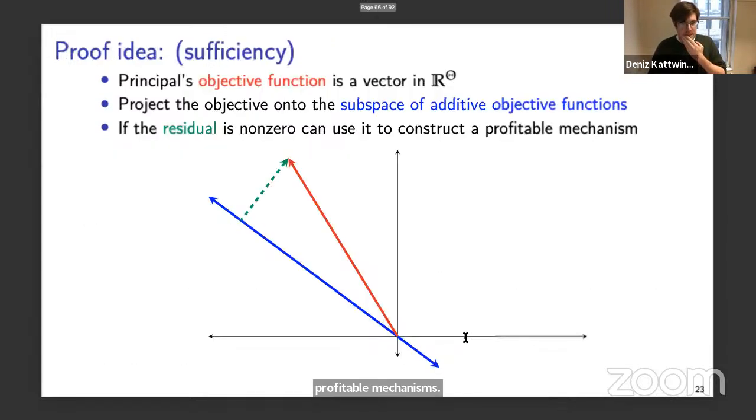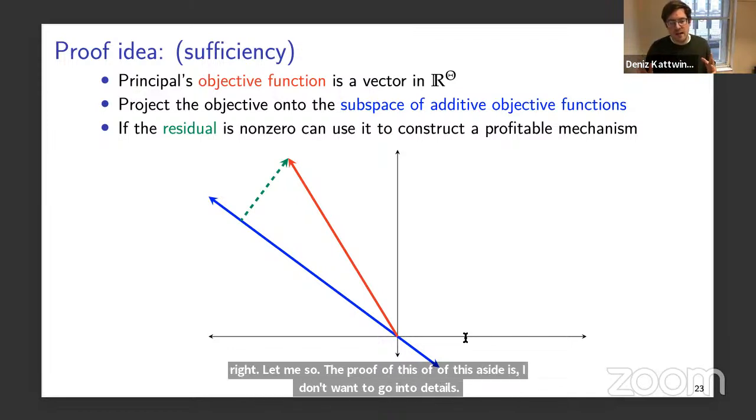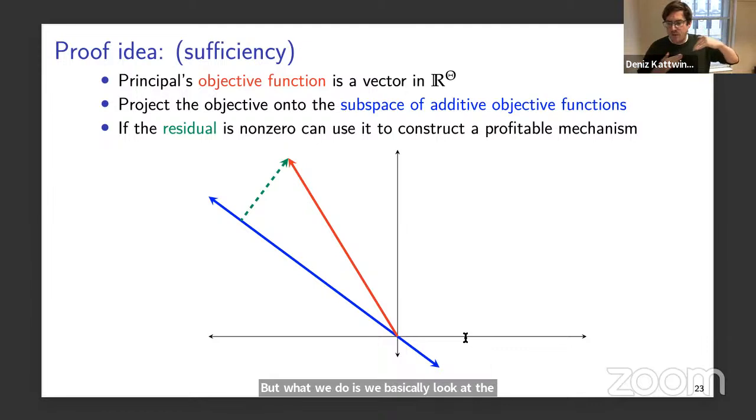So the proof of this result, I don't want to go into details, but what we do is we basically look at the subspace of these additive objective functions, and then we project the objective function into the subspace. If this objective function is additively separable, then there's no residual. If there is a residual, so if the objective function is not in this space, then we can use this residual and construct the optimal mechanism along this residual.